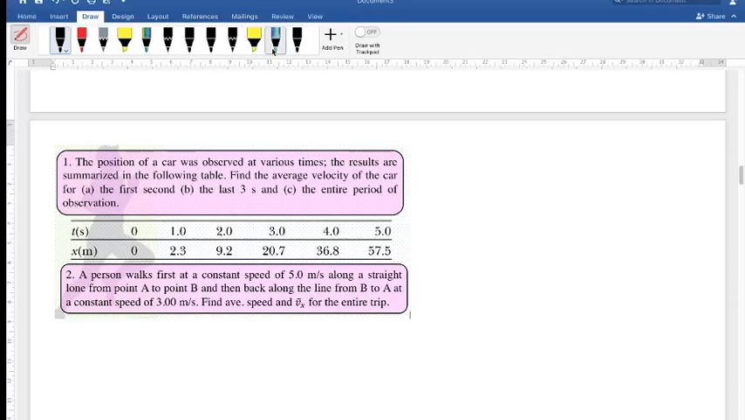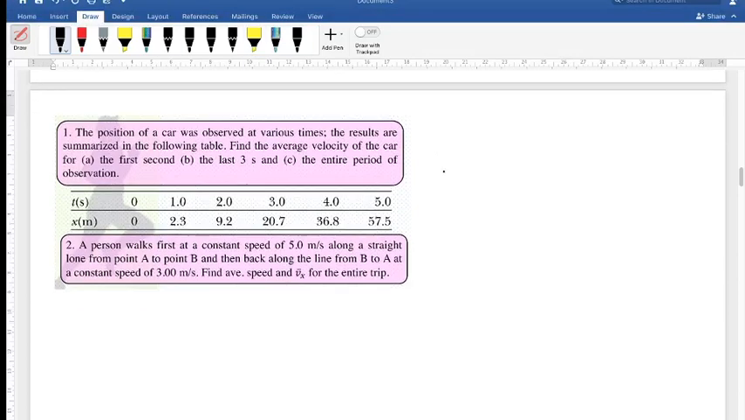So sample problem number 1. The position of a car was observed at various times. The results are summarized in the following table below. So we have here, find the average velocity of the car for the first second and the last 3 seconds and the entire period of observation.